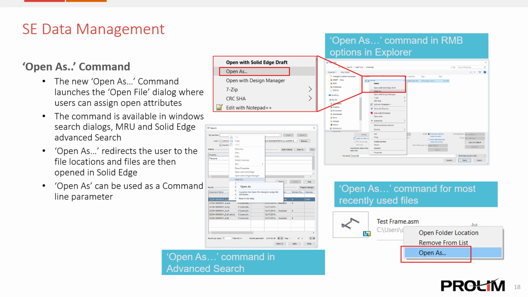We also have the Open As command. So the new Open As command launches the Open File dialog where users can assign open attributes. The command is available in Windows Search Dialogs, MRU, and Solid Edge Advanced Search. Open As redirects the users to the file locations, and files are then opened in Solid Edge. So again, this is just something to be on the lookout for.